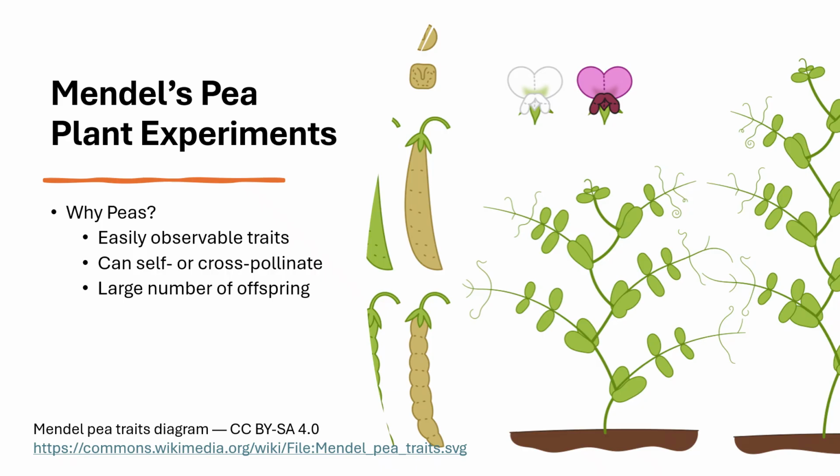Mendel used pea plants because they had clear, contrasting traits, could self or cross-pollinate, and produced many offspring, ideal for studying inheritance.